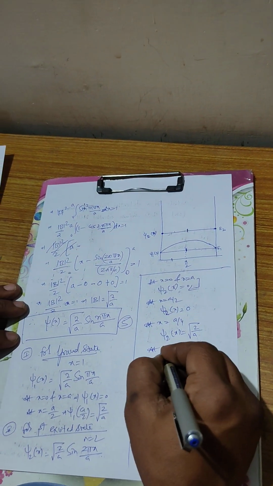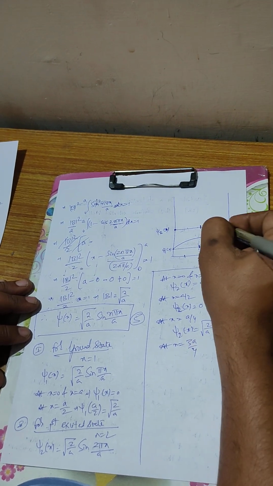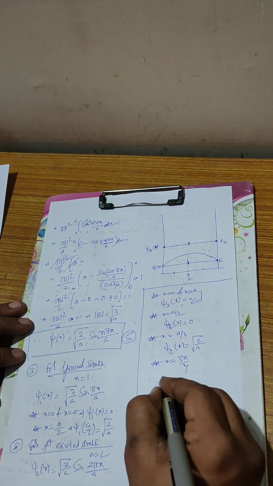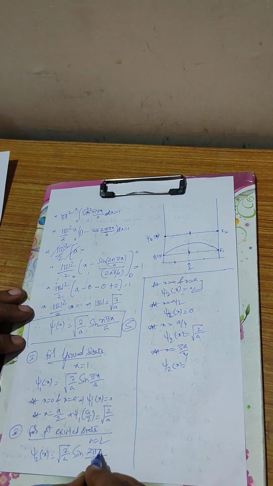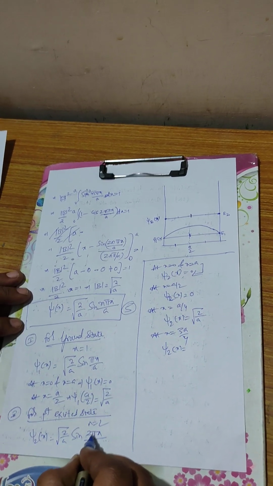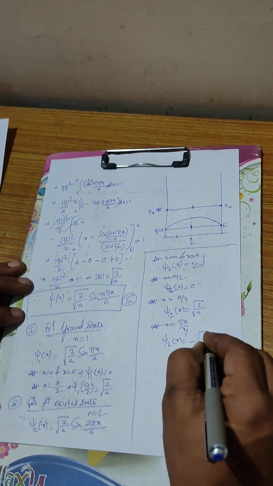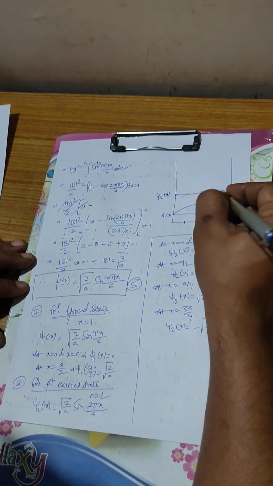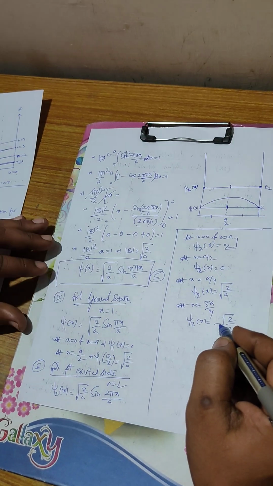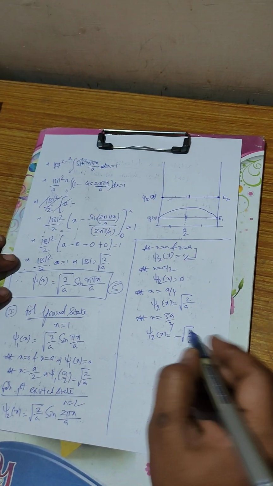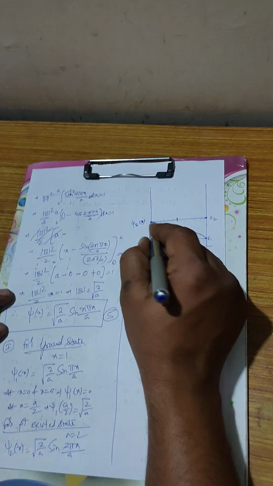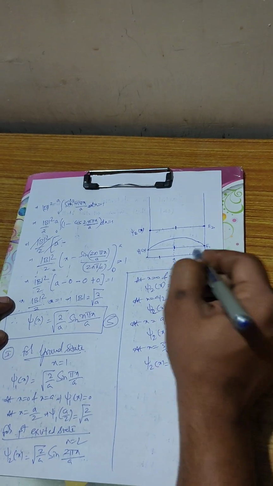Similarly, at x equal to 3a by 4, exactly at this point, psi 2 of x at 3a by 4: a gets cancelled, the two 2's go, so sine 3 pi by 2, which is minus 1. So you get minus root over 2 by a. Therefore, the probability of locating the electron in the first excited state is maximum at a distance of a by 4 from the origin of the well and at a distance of 3a by 4 from the origin of the well. Therefore, these are the limits.